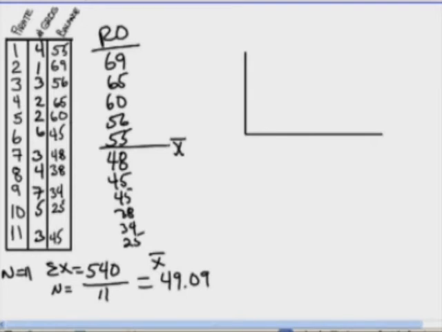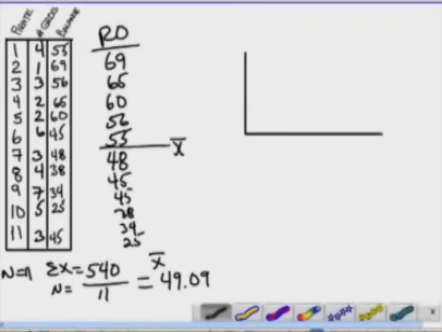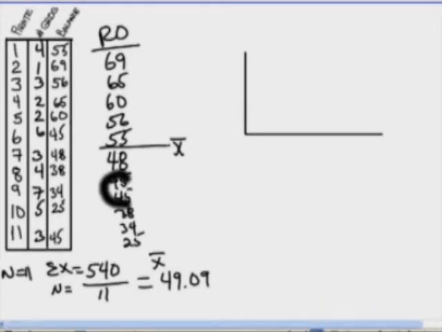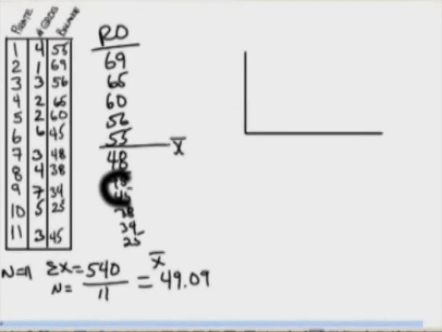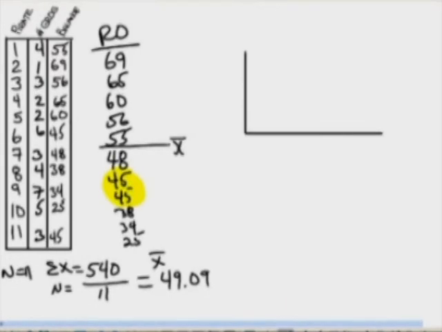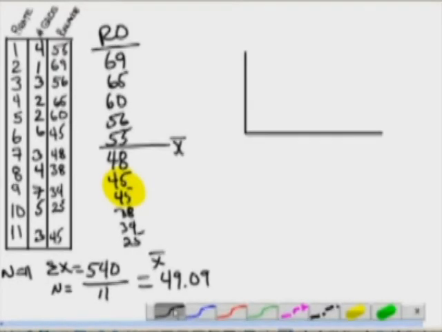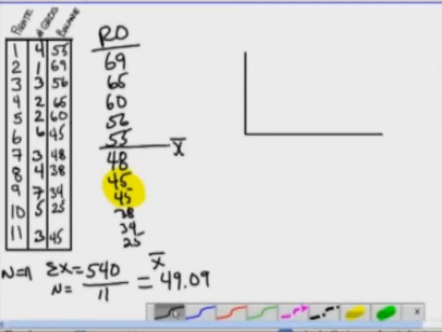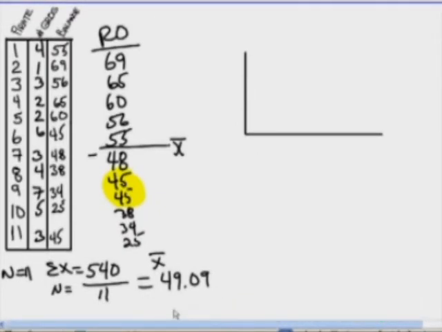Our mode, just for, oops, that's not what I need. Let's undo that. Our mode is 45, right? Anybody disagree with that? And then our median, just so that you know, is going to be around right here. So you can see. The middle number.